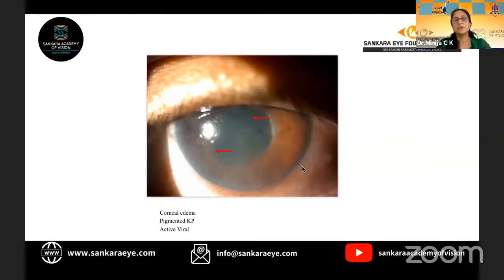There's another case where you have corneal edema. You can see the corneal edema here. You have pigmented keratic precipitates on the lower part of the endothelium. You have an iris atrophy. This gives a clue that you could be dealing with a viral keratitis, viral uveitis.